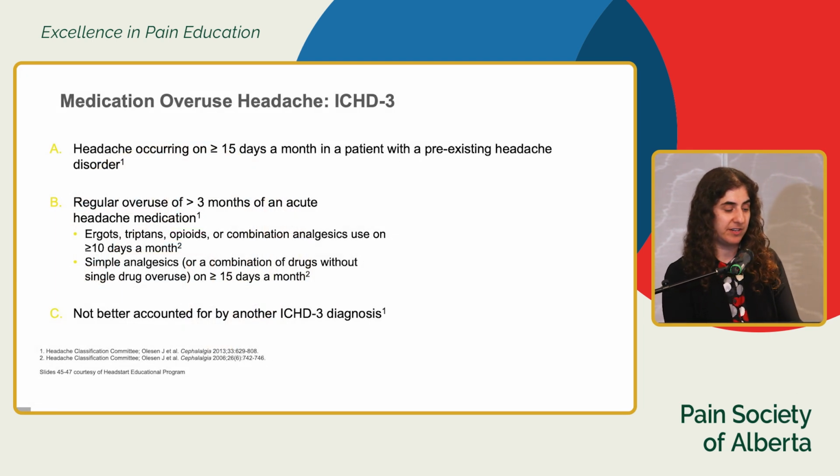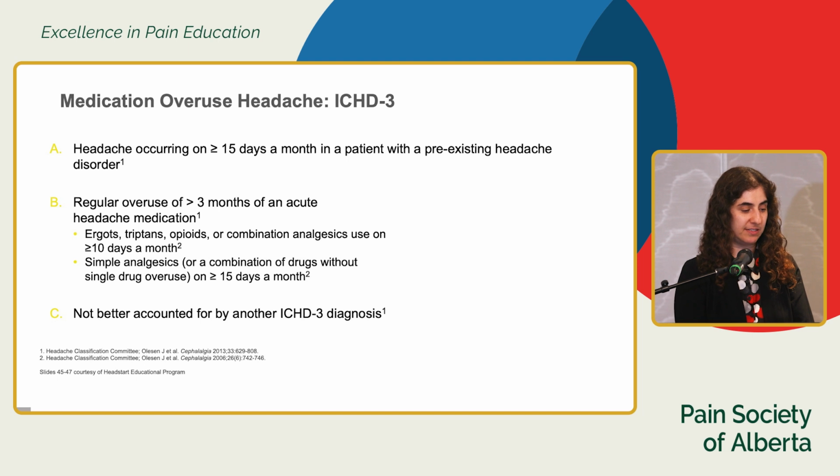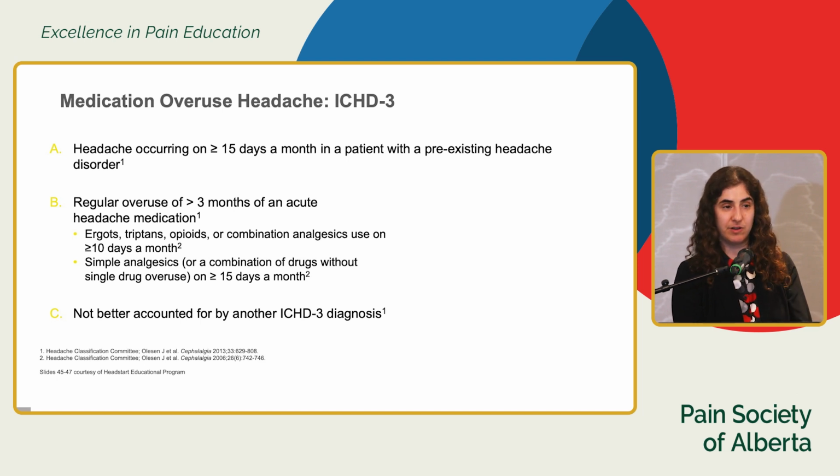So this is the diagnostic criteria for medication overuse headache with the ICHD-3: headaches occurring over 15 days a month in a patient with a pre-existing headache disorder, most often migraine, and regular overuse of more than 3 months of an acute headache medication. Ergots, triptans, opioids, or combination analgesics would be 10 or more days per month, and simple analgesics would be 15 or more days per month, and of course not better accounted for by another diagnosis. So you can see the gepants are not in there because at this point in time, as mentioned, we don't feel that they're involved in the mechanisms that cause medication overuse.